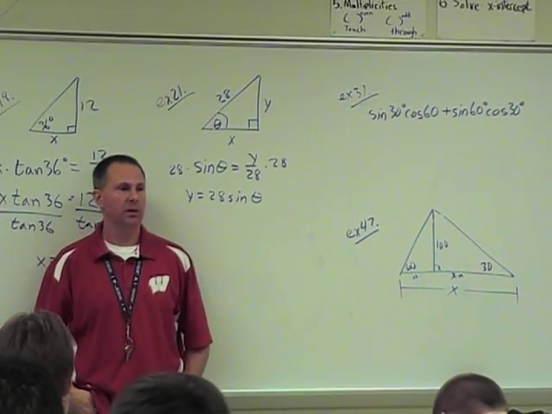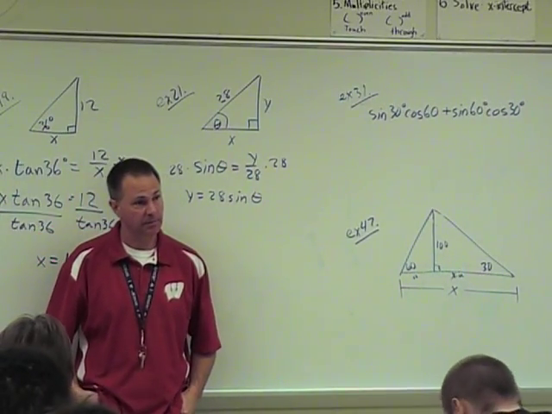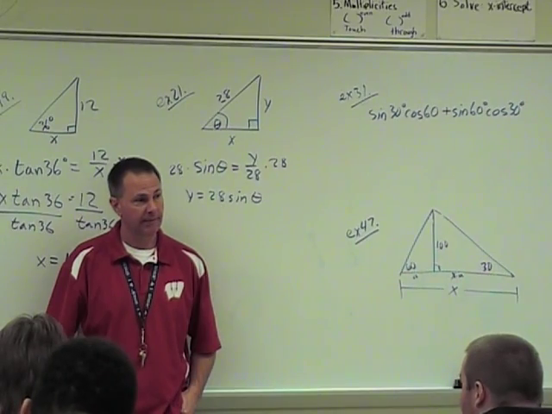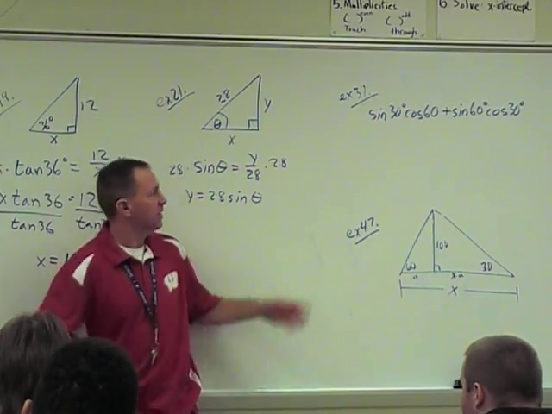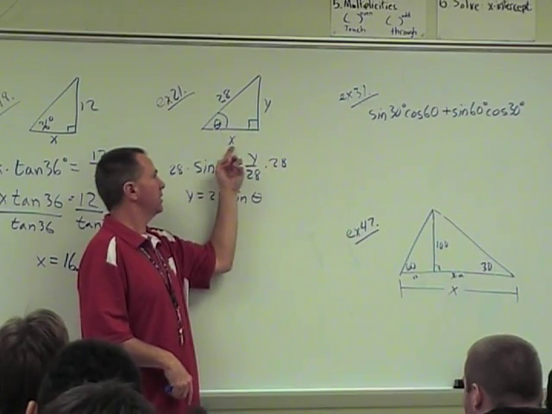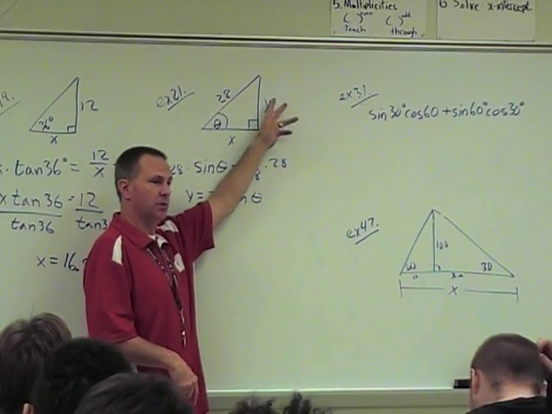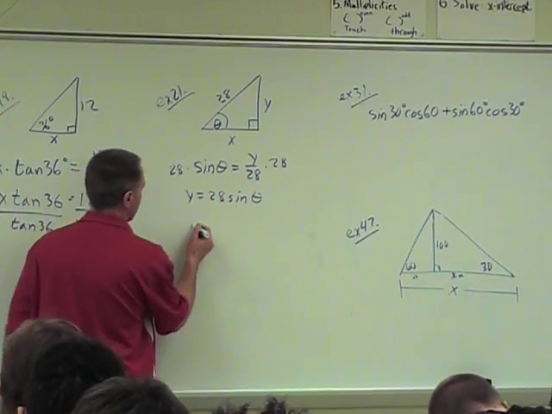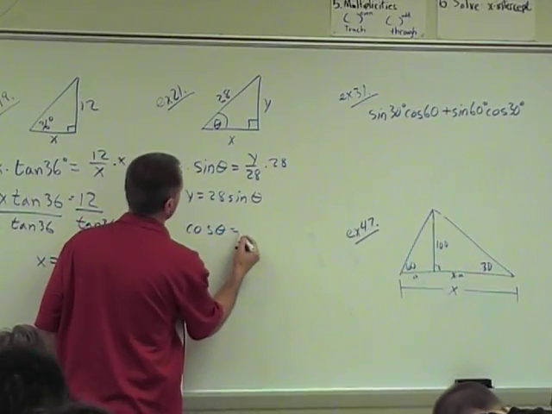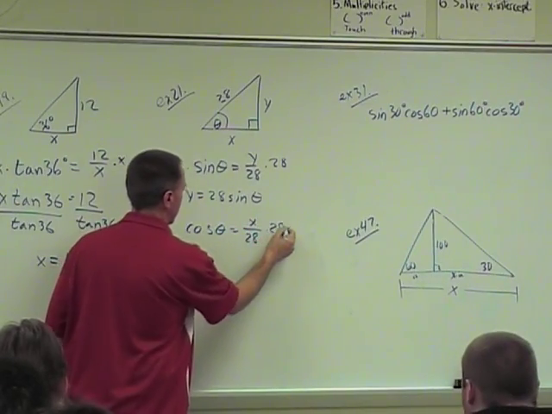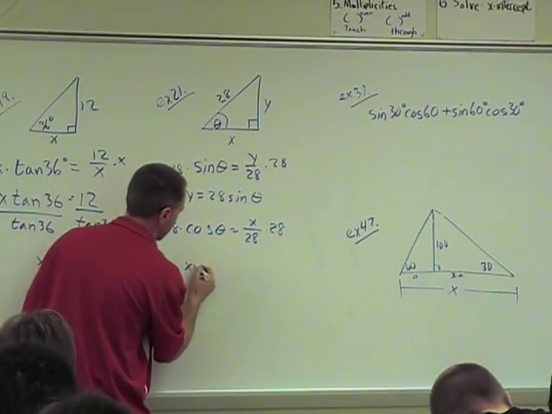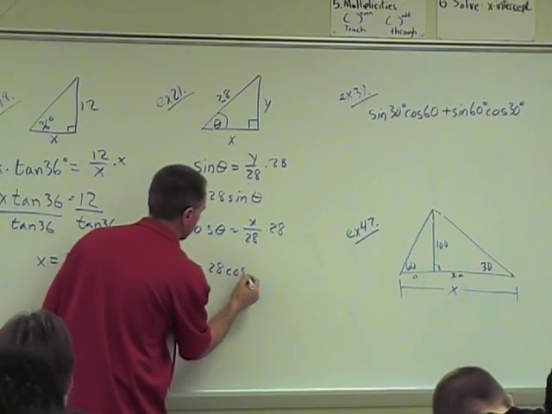What function do you think we're going to use just for x? Cosine. Yeah. With this corner, we want the adjacent leg and the hypotenuse. We don't want to use the y. So we're going to use the cosine of theta equal to the adjacent leg over hypotenuse. And this one happens to solve the same. So x equals 28 cosine of theta.